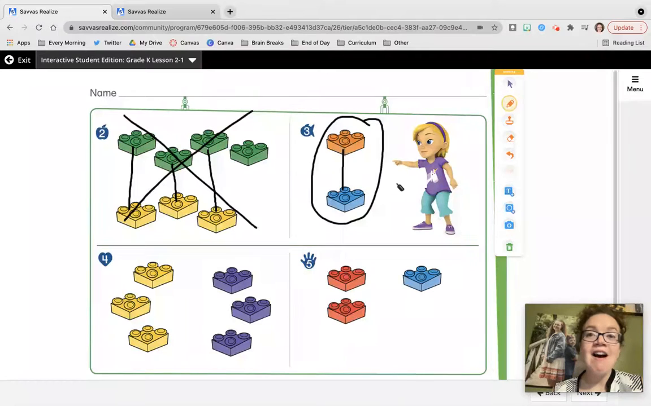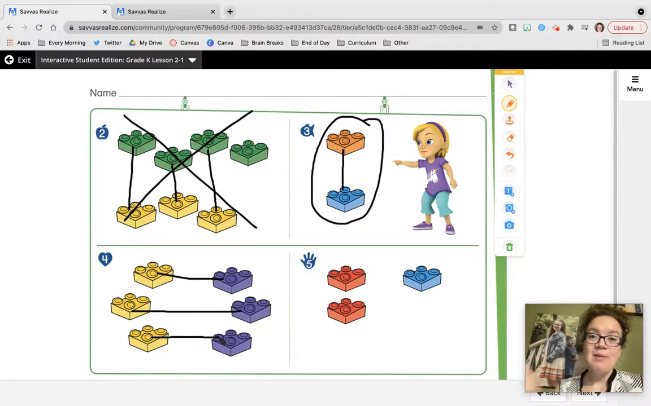Put your finger on heart number 4. Remember, guest teacher, you can pause this video if you need more time. This time we're going to draw our lines going across to make our matches. Yellow to purple. Yellow to purple. Yellow to purple.